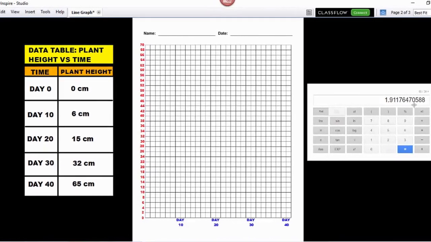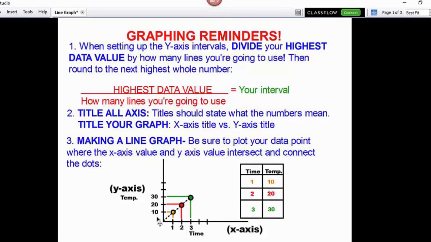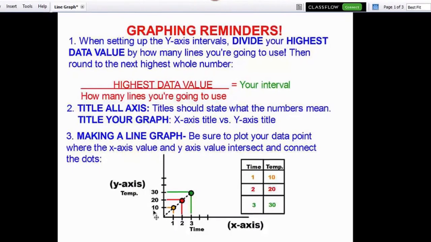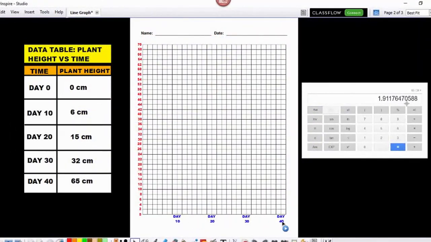The next thing we have to do is title our axes. So we have to label them and tell the reader what they are. So for example, in this example here, time is labeled at the bottom, so we know that these numbers mean time. And then temperature is over here on the y, so we know that these numbers mean temperature. Typically, time will always go on the bottom because that'll be your independent variable. And then your dependent variable is going to go on the left here, what depends on the time, as we talked about in the scientific method.